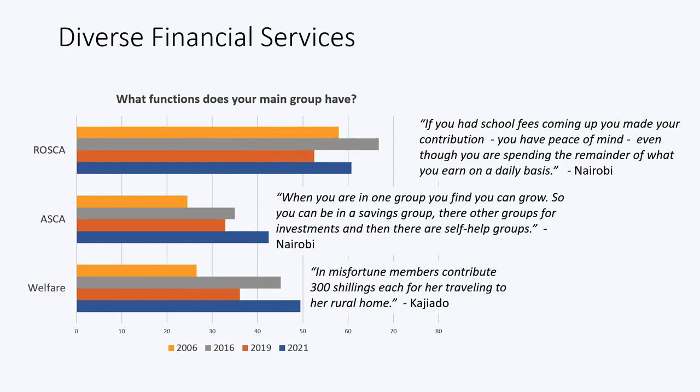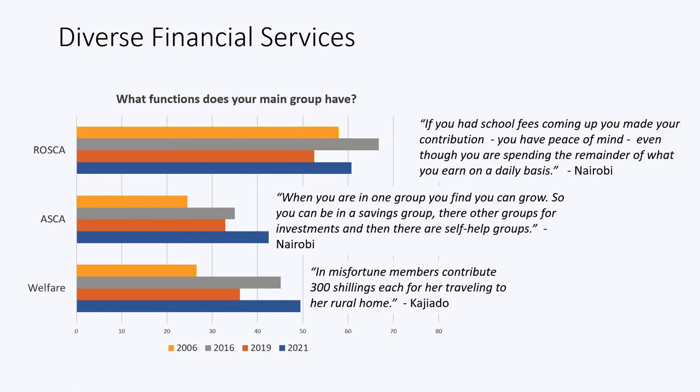So you've got different kinds of financial services that people can access, sometimes from the same group. The most common being the lumpy sum that you could receive from a merry-go-round. But note also what we see in the FinAccess and what we saw in our qualitative was the growth of a more sophisticated ASCA model around giving loans, which requires a certain amount of bookkeeping and more sophisticated organization.